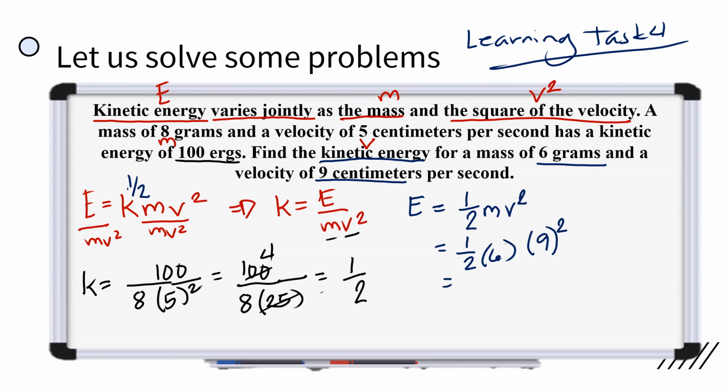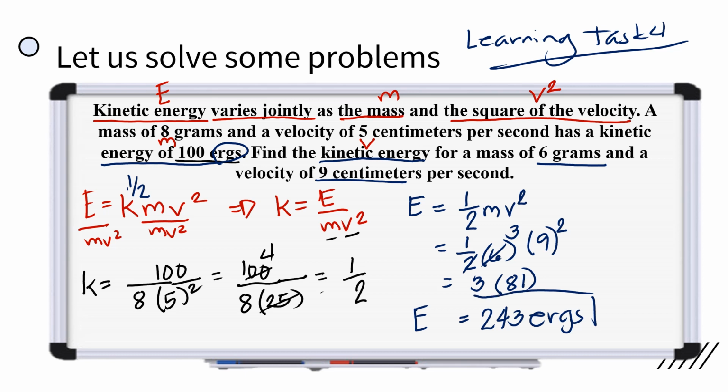So, pwede natin i-simplify. 6 divided by 2 here is 3. Then, 3 times your 9 times 9 is 81. And then, the answer will be 3 times 81 is 243. Since it's a problem, do not forget our unit of measurement. So, for kinetic energy, that is ergs. So, 243 ergs. Yan. Tayo sa kasunod na problem. So, I hope you understand that problem solving.